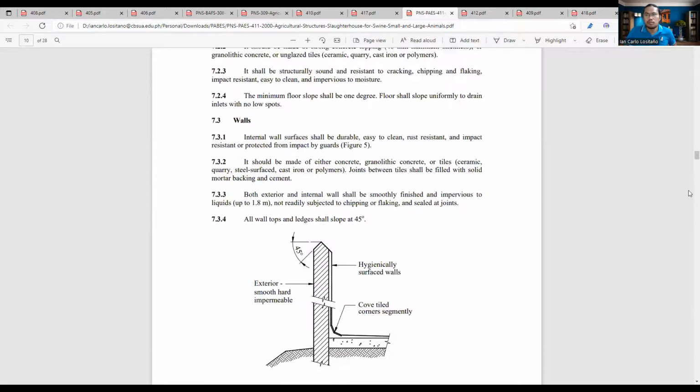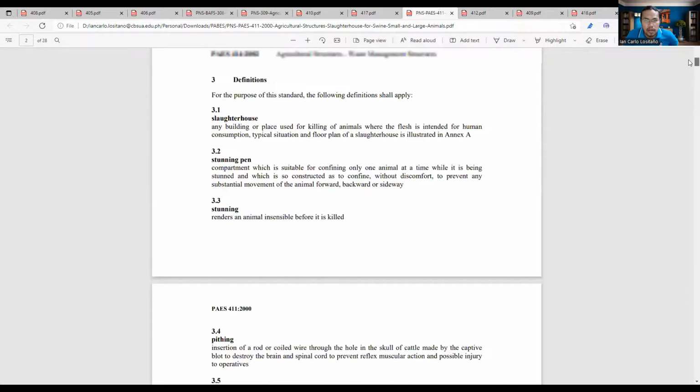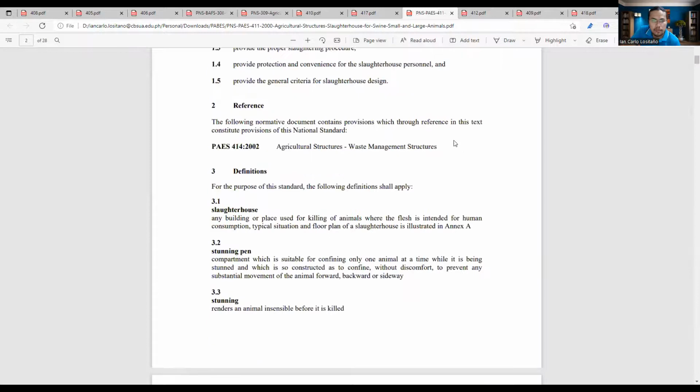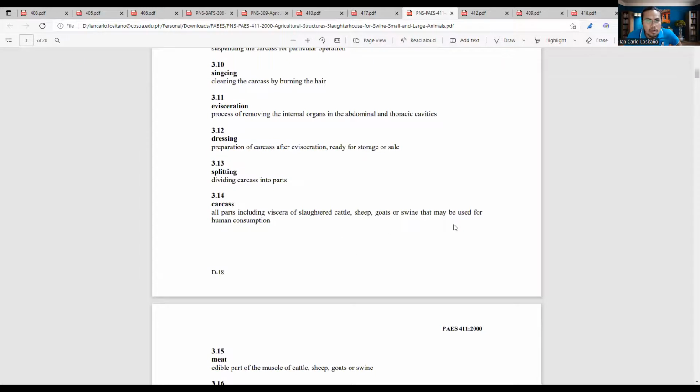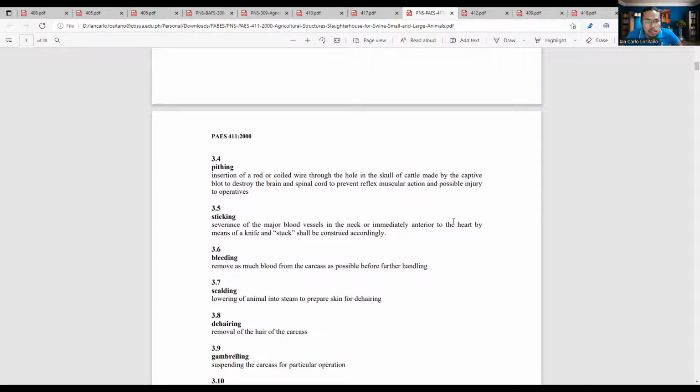The processing of animals and crops. So let's proceed first to the slaughterhouse, which is generic for swine and other animals. This is still a PAES, number 411, still to be adopted probably as a Philippine National Standard. Again, a slaughterhouse is the building where the animals are killed for their meat, so we have here the different operation processes, from stunning to pithing, sticking.